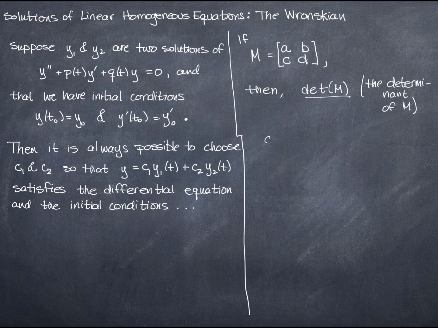The determinant of M is simply equal to the product of these two values minus the product of these two values, B, C. And that's it. It gets more complicated if you have bigger matrices. Trust me, it gets way more complicated.